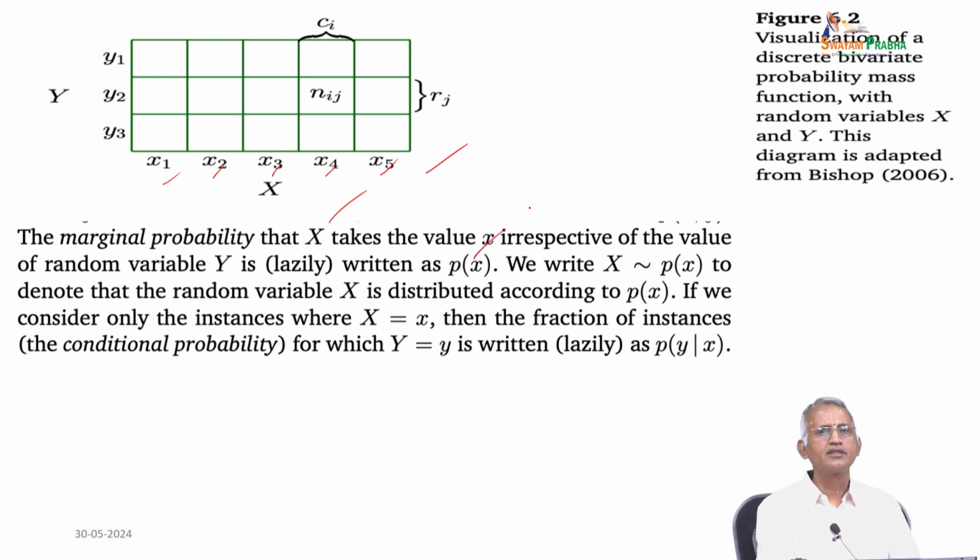Now, x is associated with p of x, meaning the random variable x is distributed according to the probability p of x. Consider the instance capital X equal to small x. Then the function of the instances for which capital Y equal to y is called a conditional probability, written as p of y given x. So y depends on x, and that is called the conditional probability function.